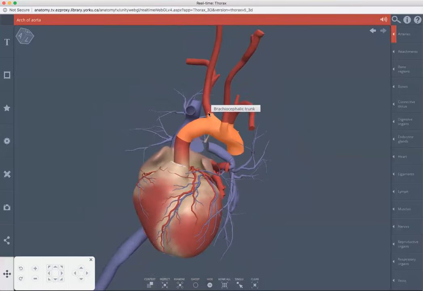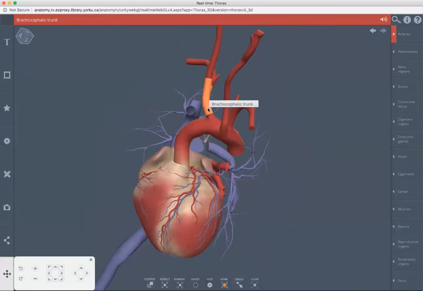Okay, the first one is the brachiocephalic trunk. If you want to call it the brachiocephalic artery, that's all right. This is a great spot for a reminder that when you are discussing arteries, nerves, or veins, it's extremely important that you write artery, nerve, or vein after the name.